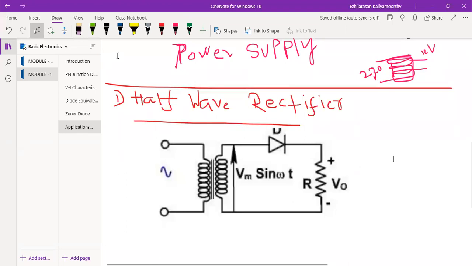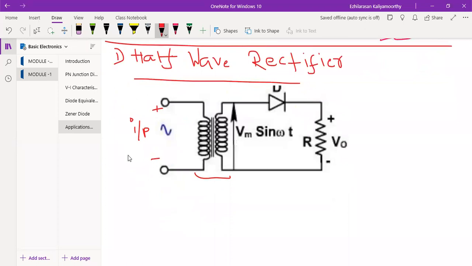Now you can see in this half wave rectifier, your input is this. This will be your input, plus and minus, right? Now this portion is nothing but a transformer, as I said there. This is the input voltage. How much voltage? The input voltage is 220 volt, 50 hertz frequency. Very, very important here: the frequency, 50 hertz.